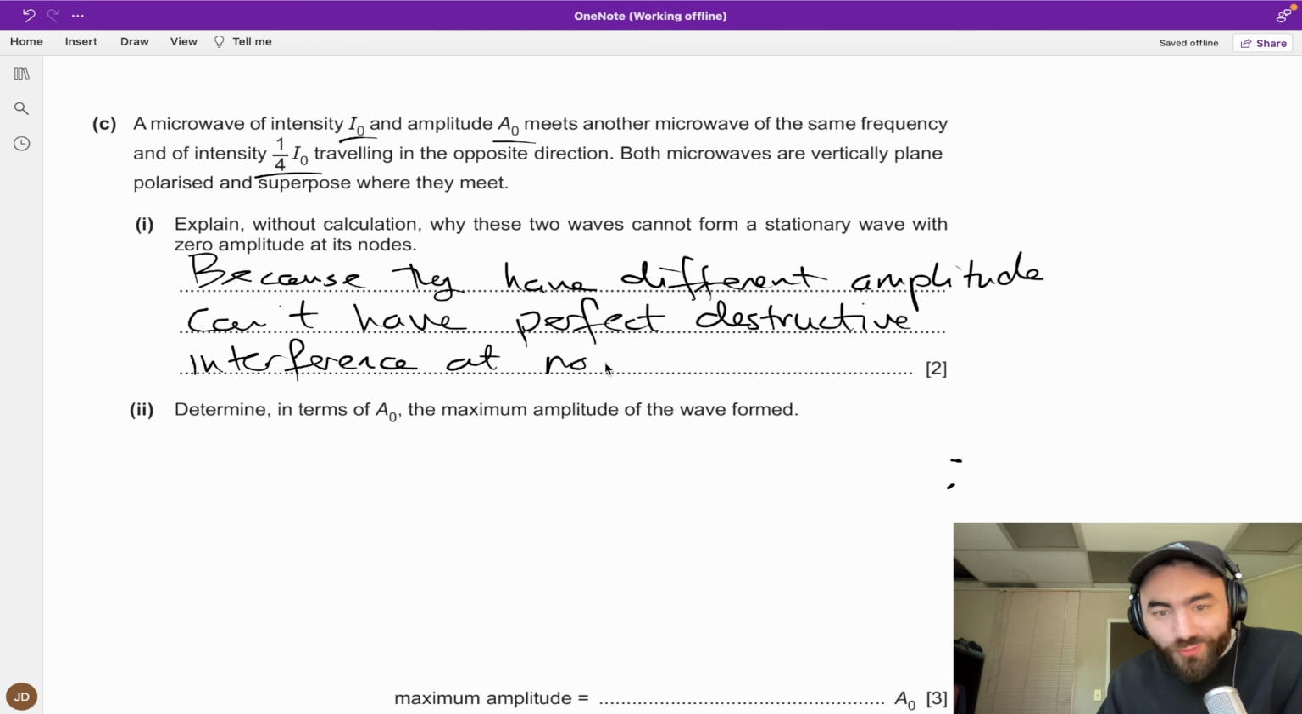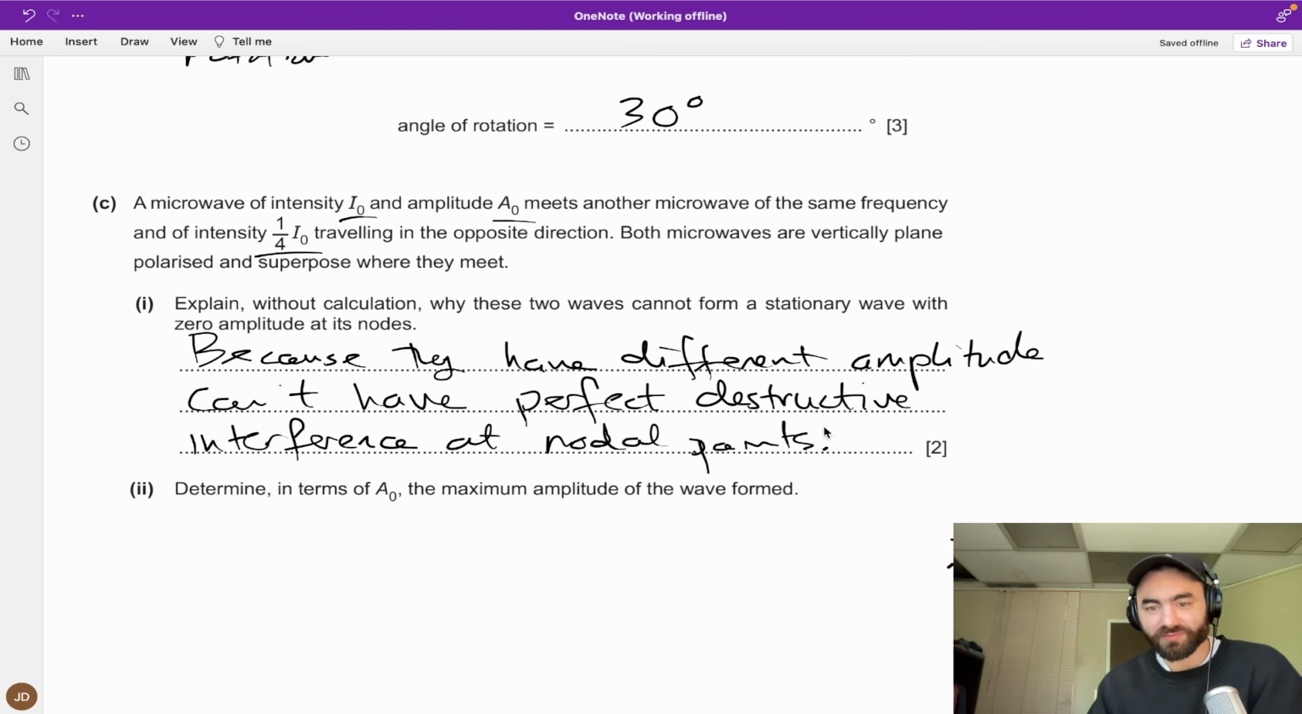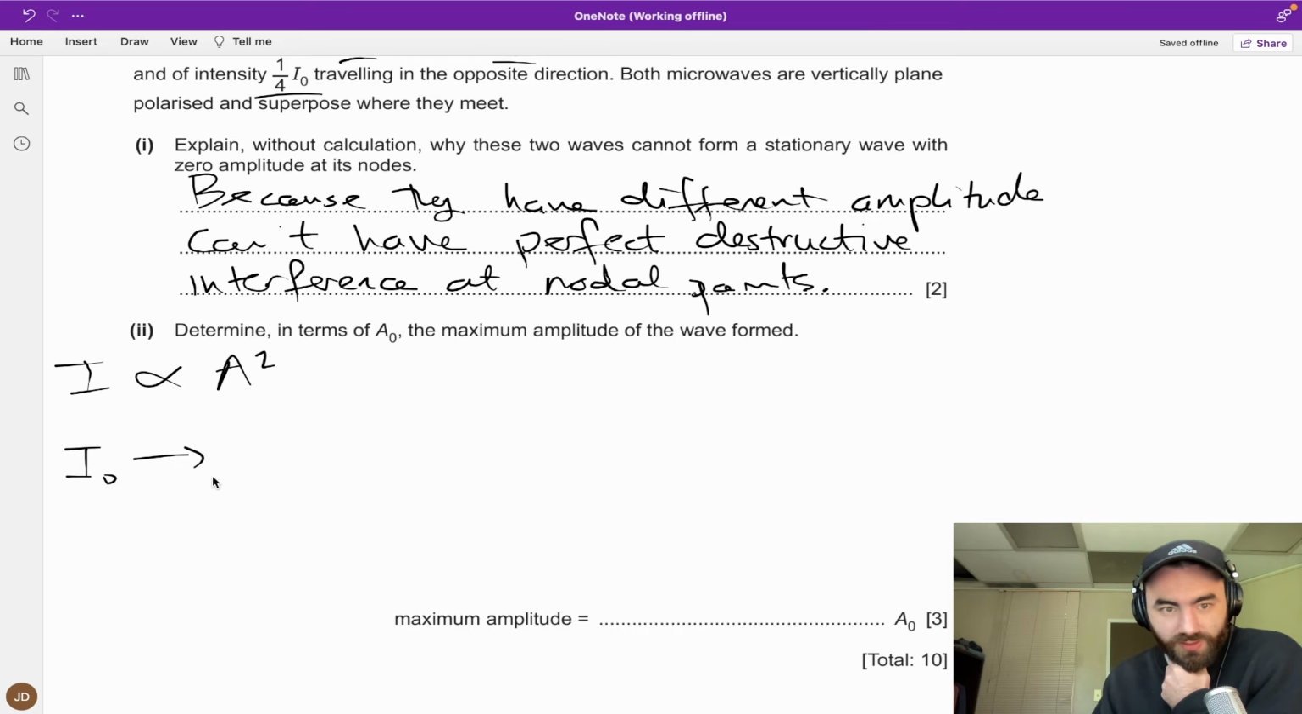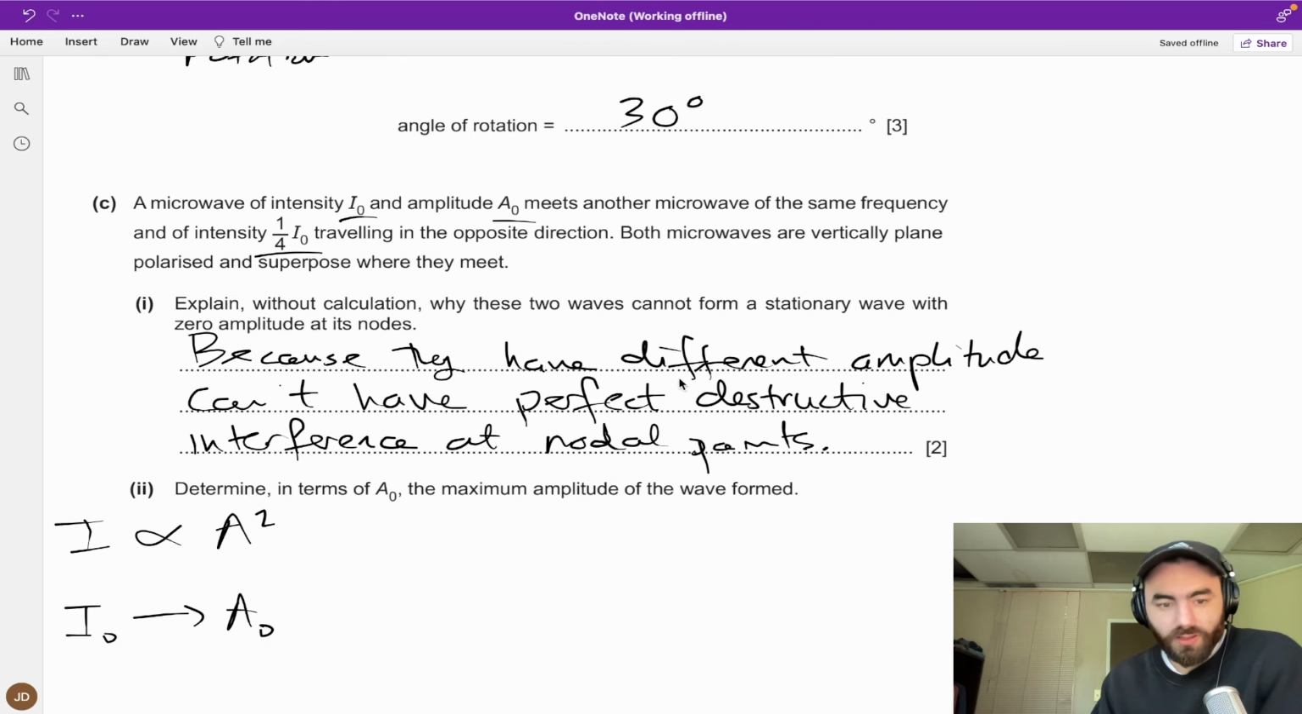Interference at nodal points, right? It's impossible. They have different amplitudes. Determine in terms of A0 the maximum amplitude formed by the wave. Okay, well, I is proportional to A squared. So A0, like it says up there, has an amplitude. Is that amplitude, right?